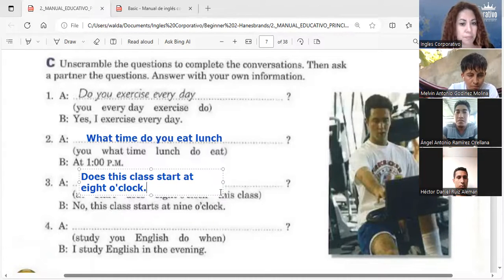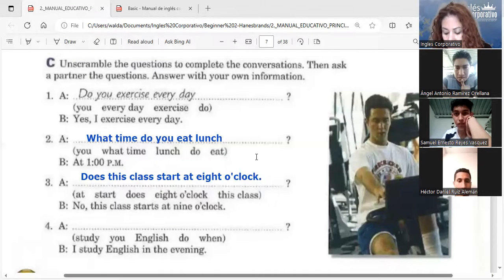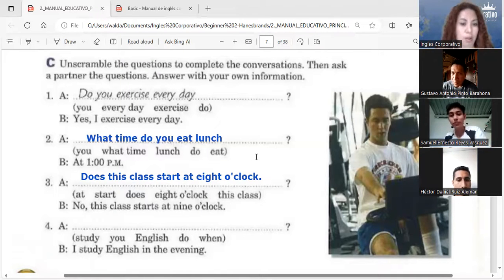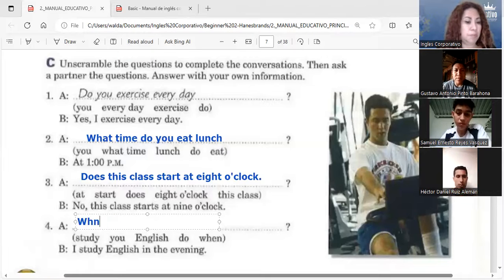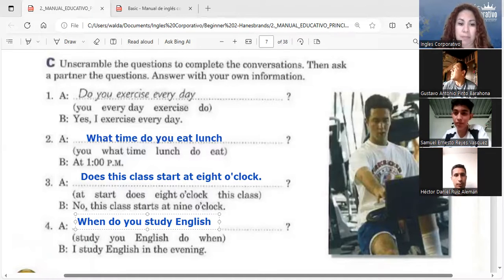Okay. Questions? You have questions? When do you study English? Okay, so now we're doing question words. When do you study English? Okay, good. Just be careful though. It's not study, it's study.